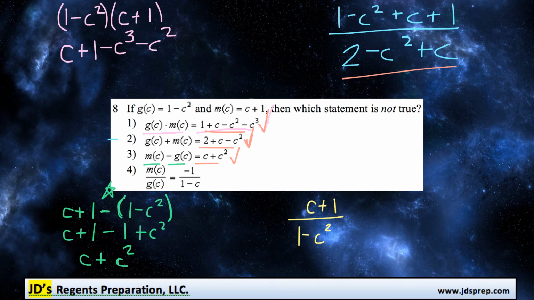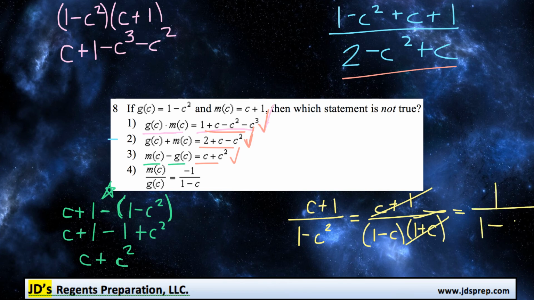So, last but not least, the last one is m of c divided by g of c. And we can actually simplify this by factoring the denominator. Because it's a difference of squares, 1 minus c squared is the same thing as 1 minus c multiplied by 1 plus c. And of course, 1 plus c is the same thing as c plus 1. So those two are going to cancel each other out, and we'd be left with just 1 over 1 minus c. And you notice that that doesn't quite match up with the right-hand side of that equation there. So there we go. Number 4 is our correct answer.